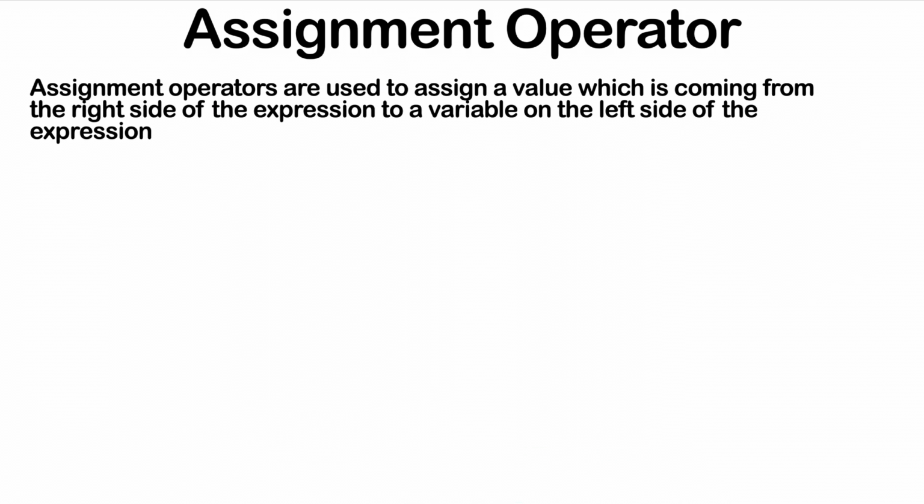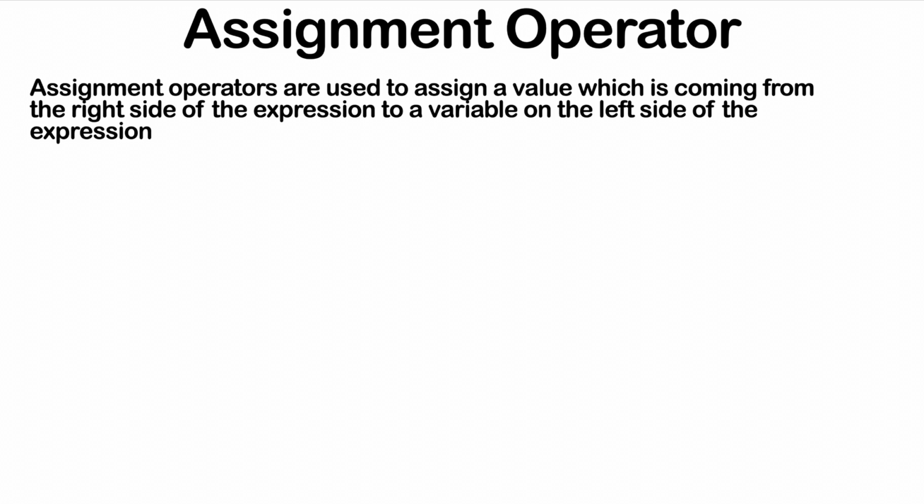So in this video we will continue to understand about the assignment operator. First of all, let us understand what is an assignment operator. Assignment operators are basically used to assign a value which is coming from the right side of the expression to the variable which is on the left side of the expression. Whatever result you generate from the right side of your expression will get stored into the variable which is present on the left side of the expression.